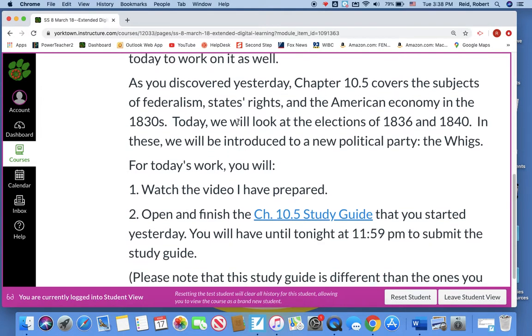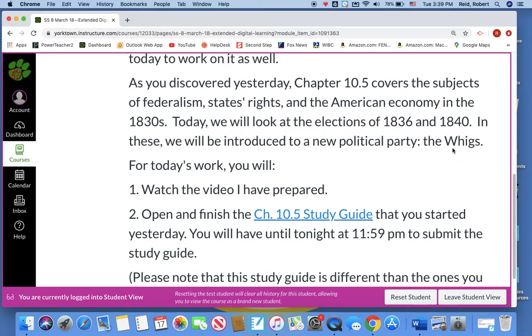It says that, as you discovered, 10.5 covers the subjects of federalism, the issue of states' rights, which of course is how much power should a state government have when it comes to fighting with the national government over certain rights or certain powers. It also talked about the economy, the Panic of 1837, and then it says today we're going to look at the elections of 1836 and 1840, two big elections that introduce us to not only the continuation of the Democratic Party, but the introduction of a new political party, the Whigs.